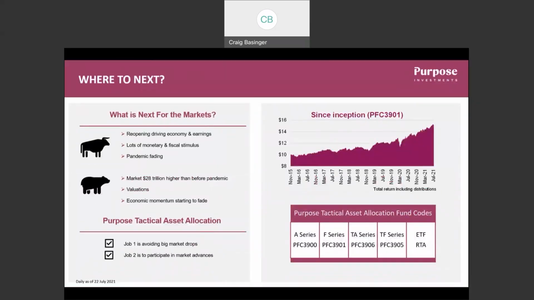So what's next for markets? We have our fundamental views, but I'll be honest, the bulls are out there saying reopening is driving the economy, helping earnings. There's tons of stimulus out there from the monetary and fiscal side. The pandemic is starting to fade, but the bears have a pretty strong argument as well. Like I said, we added $28 trillion to global equities from a valuation perspective above where it was before the pandemic hit. So valuations are stretched. And the economic data, while certainly good, is starting to lose a bit of momentum. And again, which one will prove right in the markets? It is difficult to say.